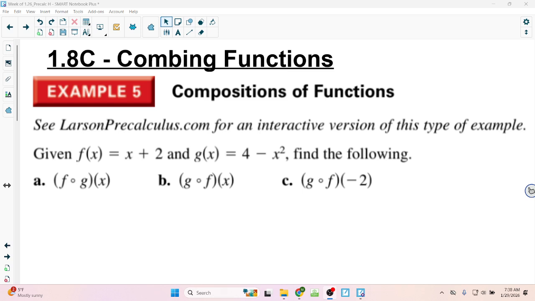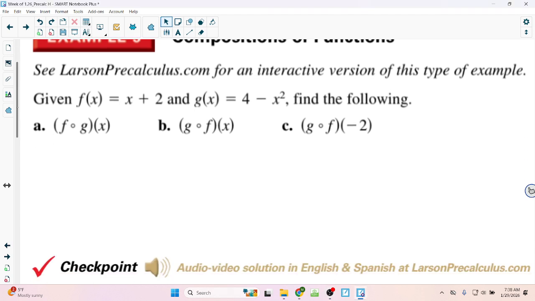Okay, Passerians, this video is 1.8c, combining functions. Today we're going to talk about the composition of functions, and we're looking at two functions, f of x and g of x. This notation is pretty weird. It looks like a multiplication sign, but it's not. This means f of g.